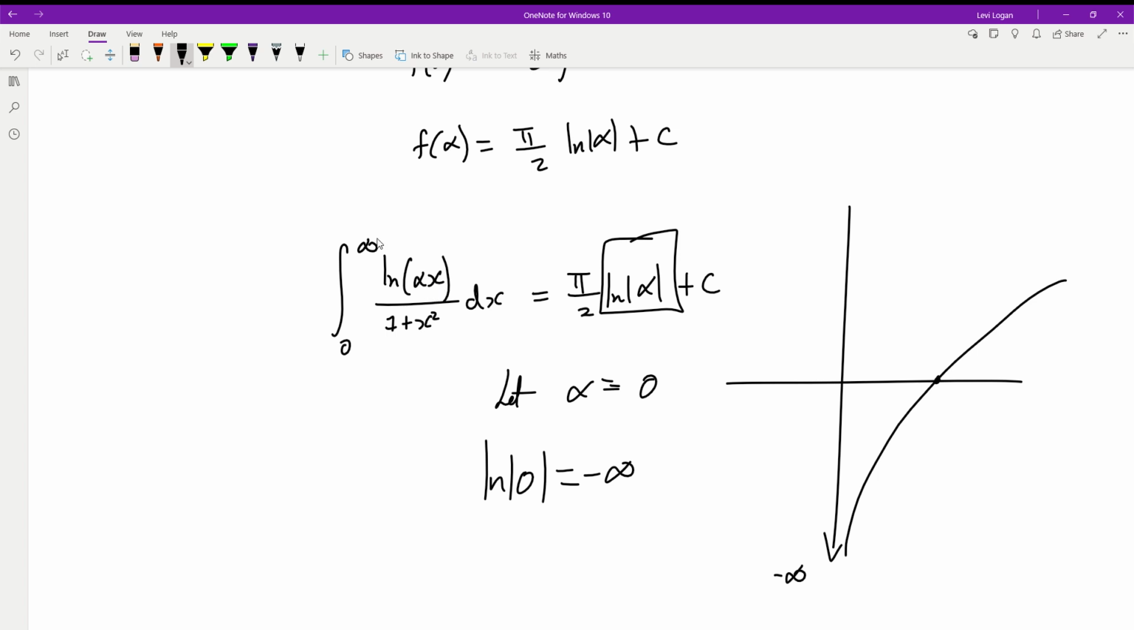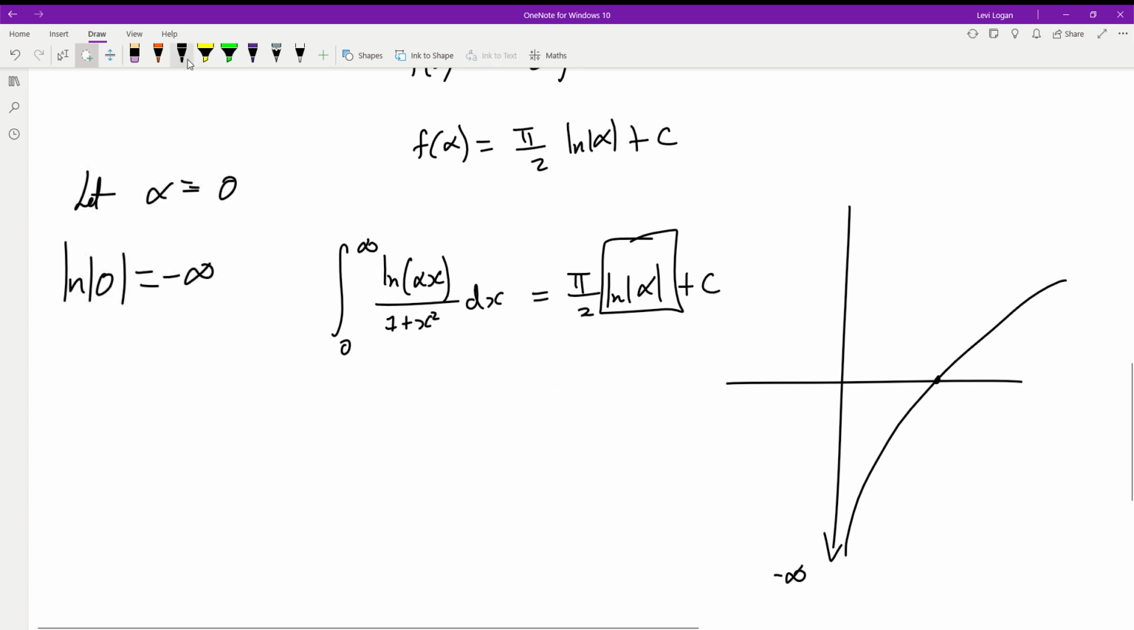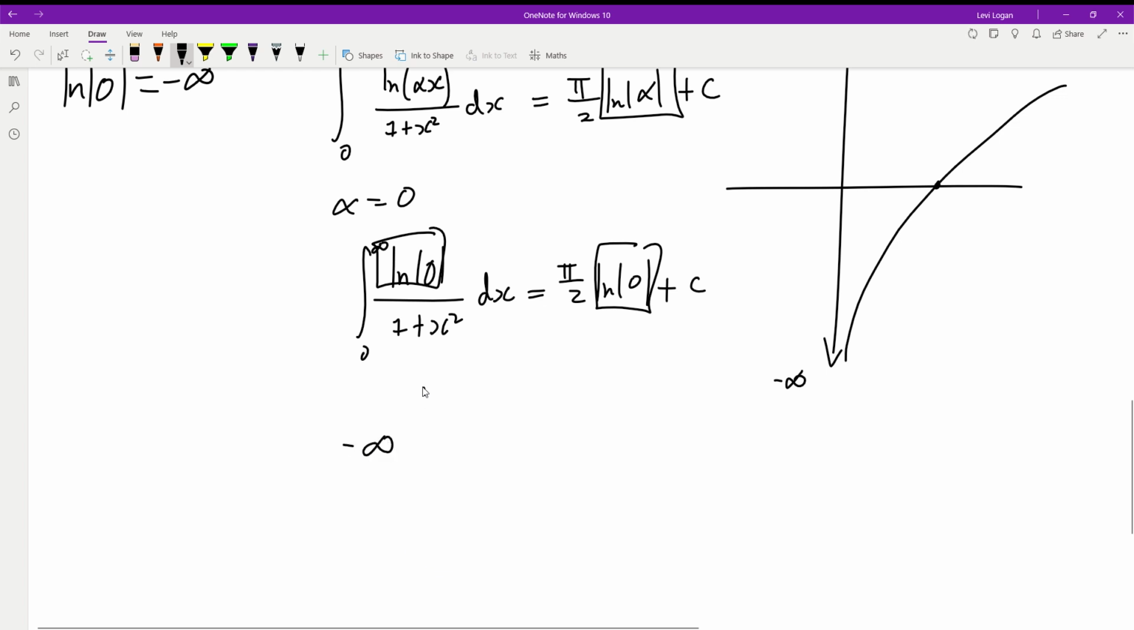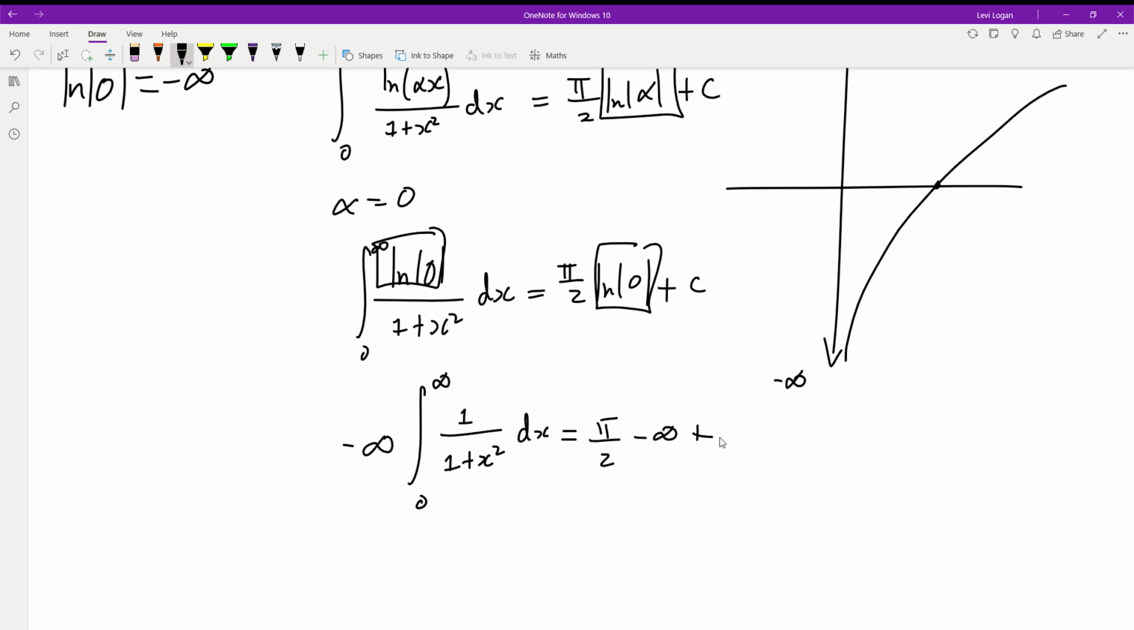Now, if you put in alpha is 0, you can replace that with log of 0 on 1 plus x squared dx, integral from 0 to infinity, is equal to pi on 2 log of 0 plus c. We can replace the log of 0 with negative infinity, so we can take that negative infinity out the front. So minus infinity, integral from 0 to infinity of 1 on 1 plus x squared dx equals pi on 2 minus infinity plus c. And if you actually checked, this integral will turn into pi on 2 as well.